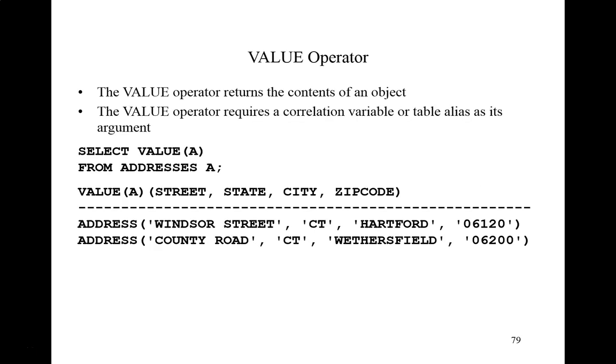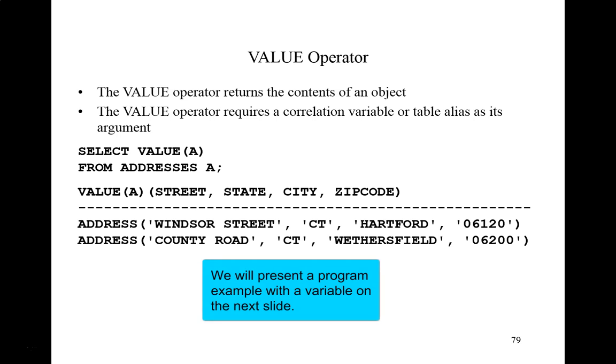The value function takes as its argument a correlation variable or table alias for an object table and returns object instances corresponding to rows within that table. The value function is said to return the value of an object. This value is the object itself, intact. This value can be assigned to a variable declared of the object type, and the object can be operated on using this variable in path expressions to invoke methods of the object type.